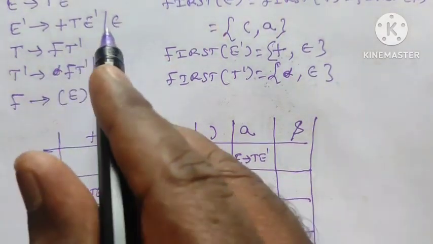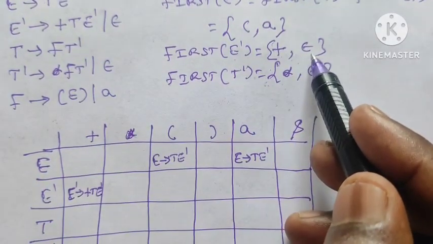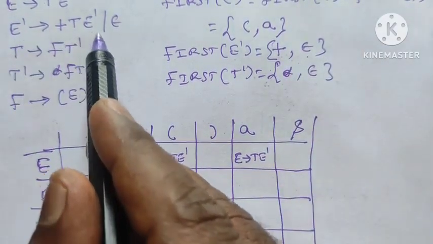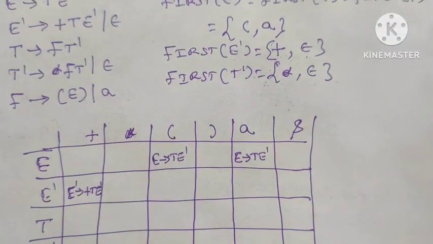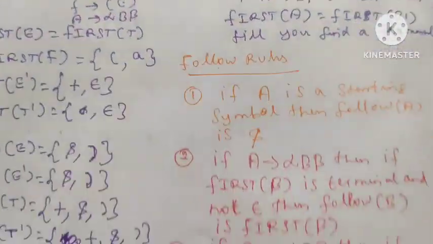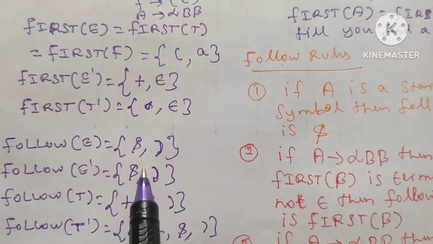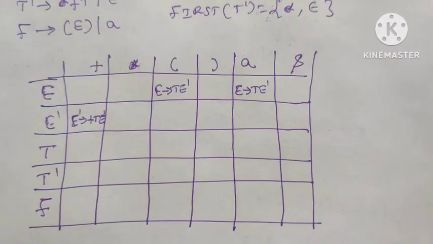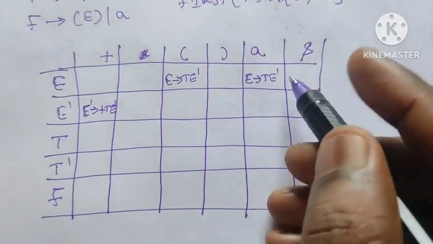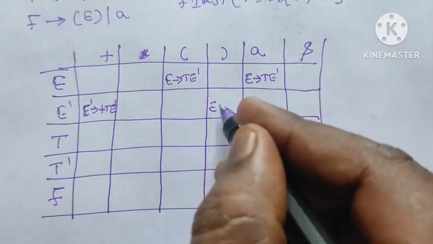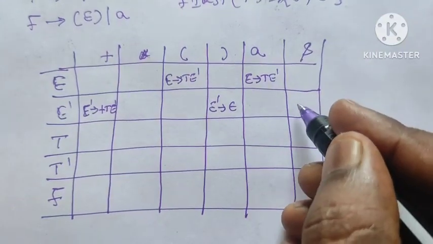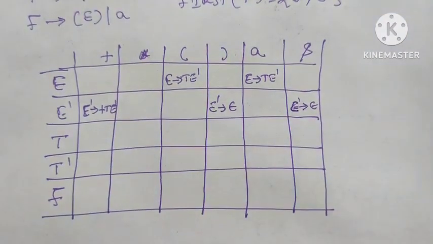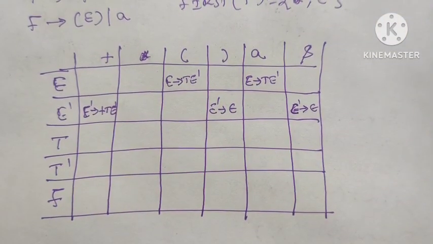Now what about this one? E dash also has epsilon. When it is epsilon, you write the E dash epsilon production in the follow of E dash. Now see what is follow of E dash. Follow of E dash is dollar and close brackets. So in the dollar and close brackets columns, you write the epsilon production: E dash tends to epsilon.